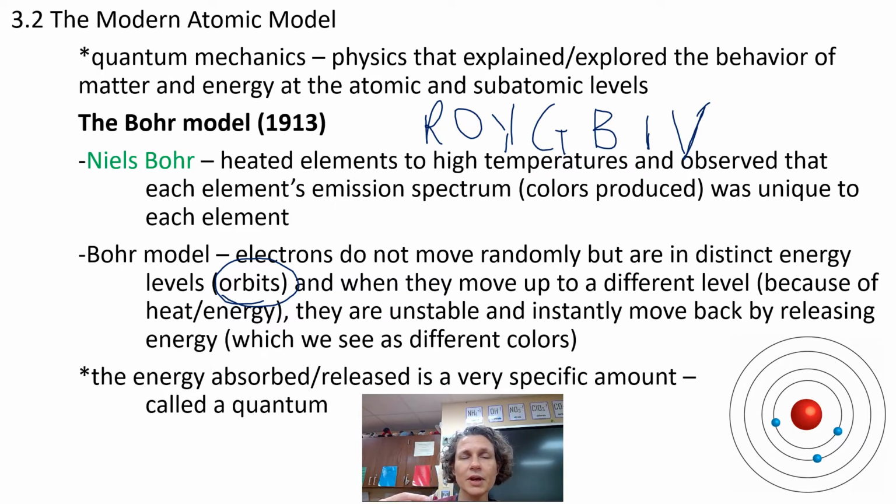And so he was able to say, okay, that one gave off red, which means that was a very low energy movement. So it didn't take a lot of energy. That other one was maybe blue or indigo, so there was more energy. It's a bigger jump between those two orbits. And so he was able to say that the energy was very specific between energy levels, and he called these amounts of energy quantums.